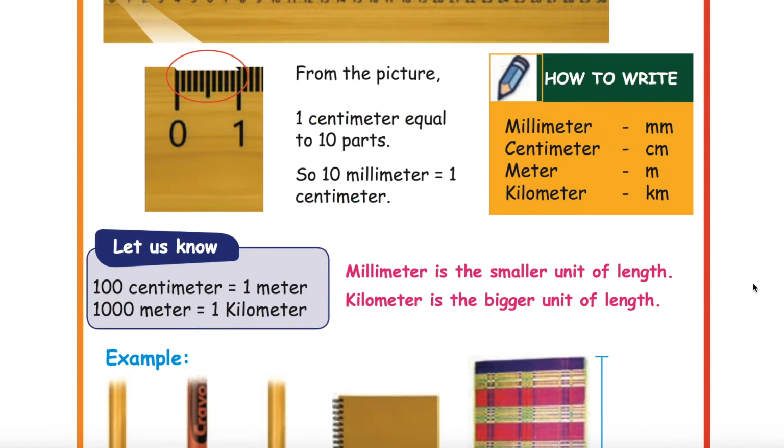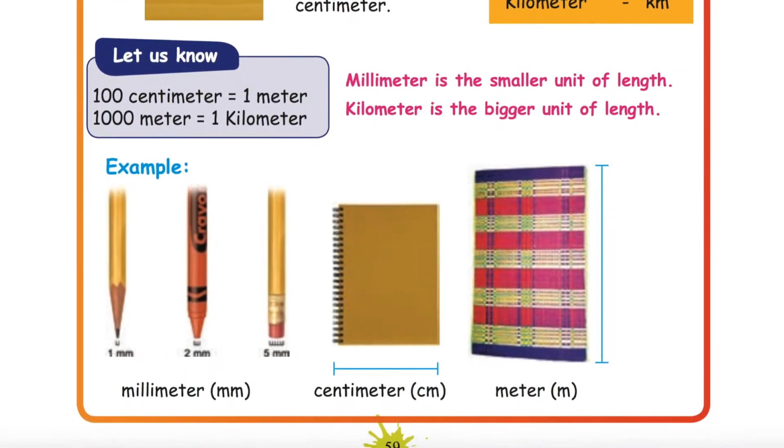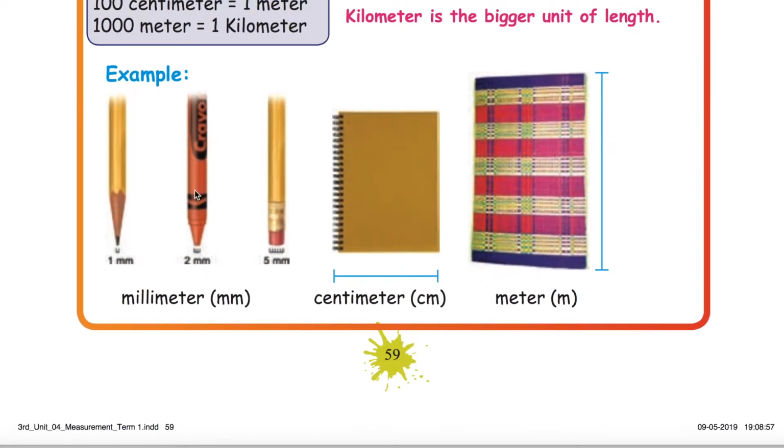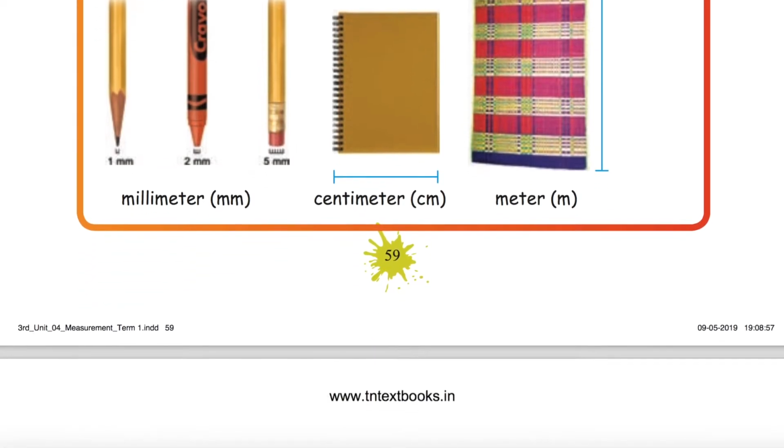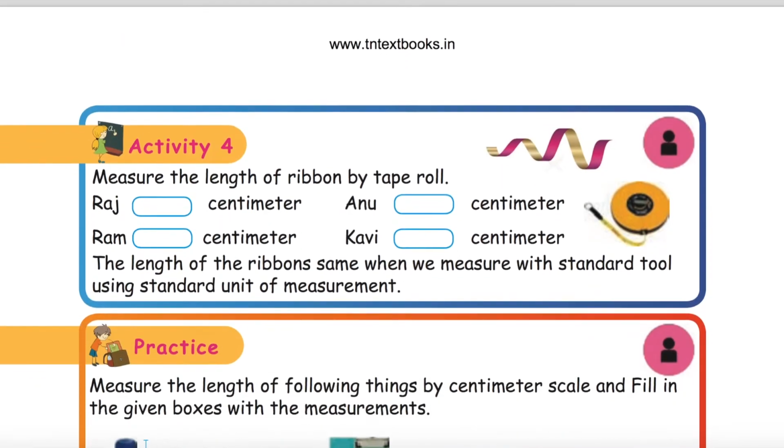Millimeter is the smaller unit of length. Kilometer is the bigger unit of length. For example, this is 1 mm, 2 mm, 5 mm, 1 centimeter, meters. This can be measured in centimeters, this can be measured in meters. Other things can be measured in smaller units.